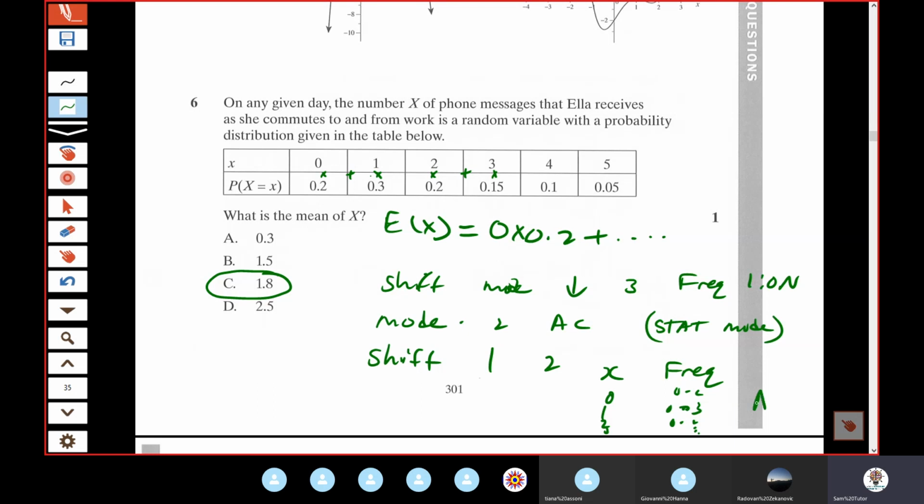you press AC, and then you press shift 1, 4, and then 2, which is this X with a line, that's the mean. So a fair bit of working out still.